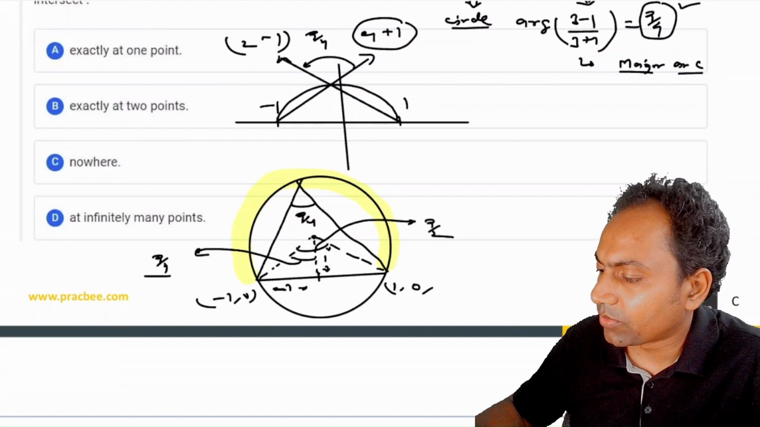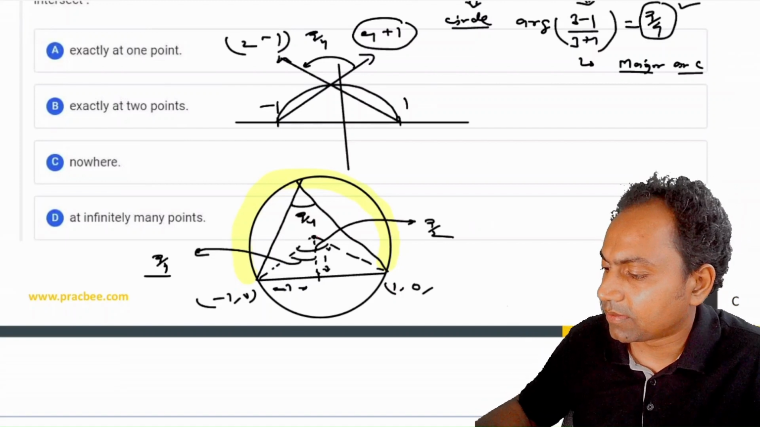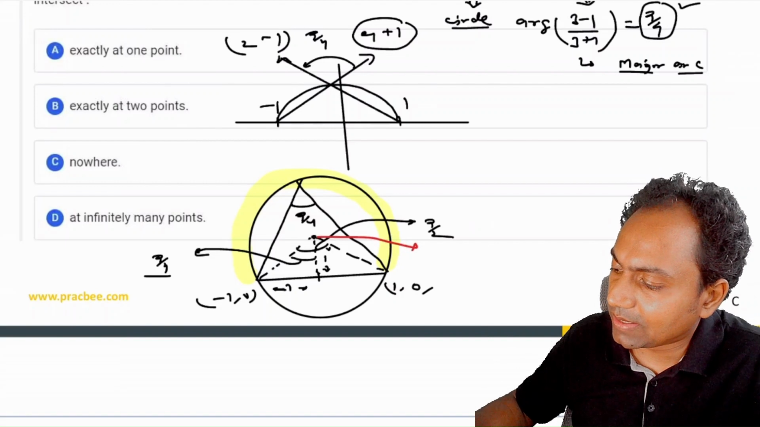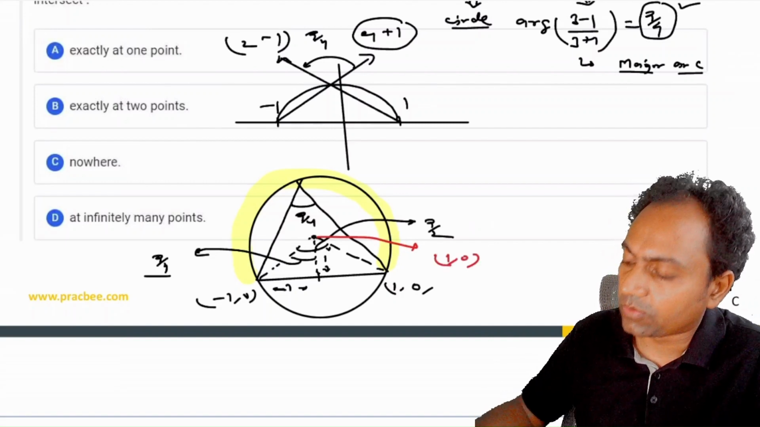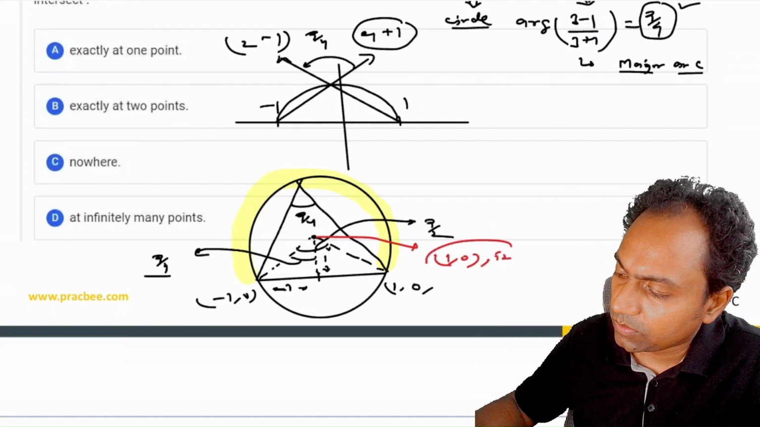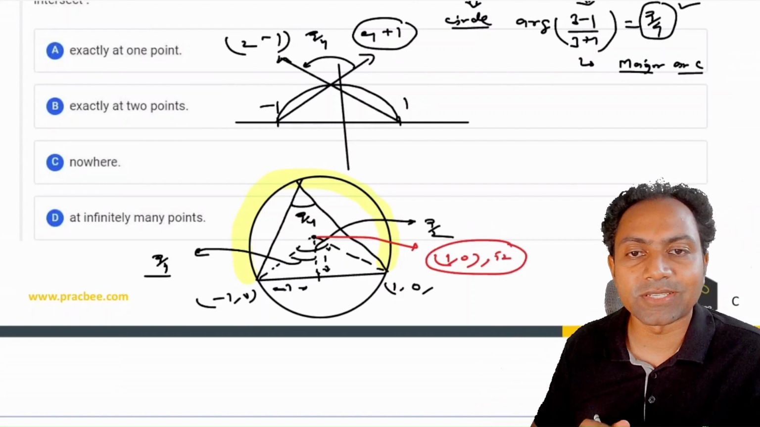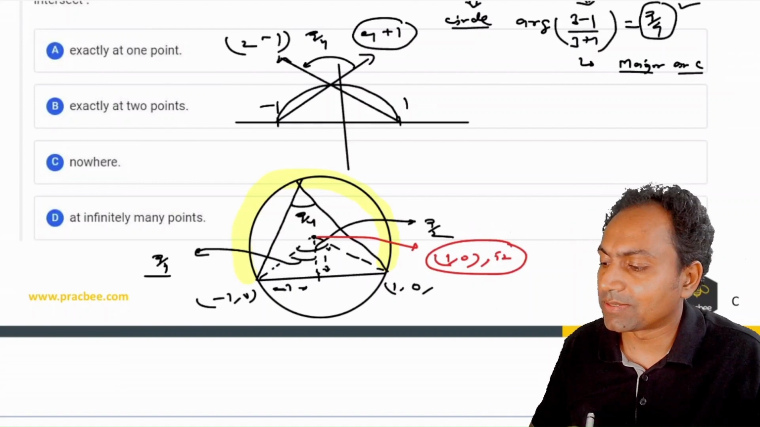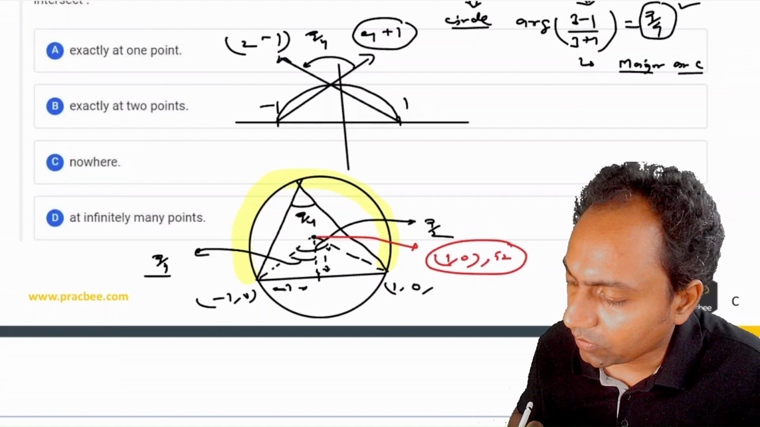Okay, so if I want to write the coordinates of the center of this circle, the center of this circle is at (1, 0). If I want to find the radius, it is nothing but root 2, because the angle we know in this triangle is 45 degrees. So once you have figured this out, now we have got a circle, we've got the whole picture.